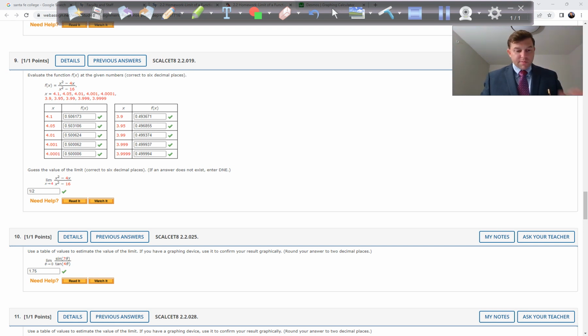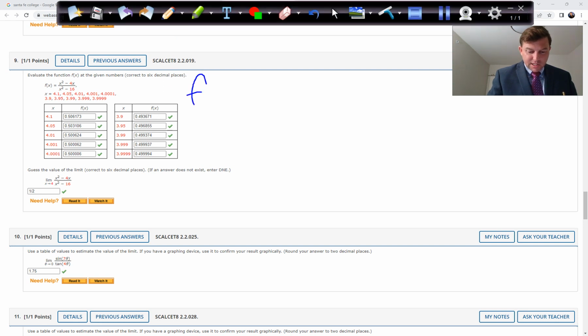Microsoft Excel could do the same thing, so you could program this in Excel. I can show you how if you reach out to me if you're interested. But certainly for homework, I would rather you learn to do a little programming than to do this by hand. But you could do it by hand. So let me just show you one. The function is x squared minus 4x over x squared minus 16.